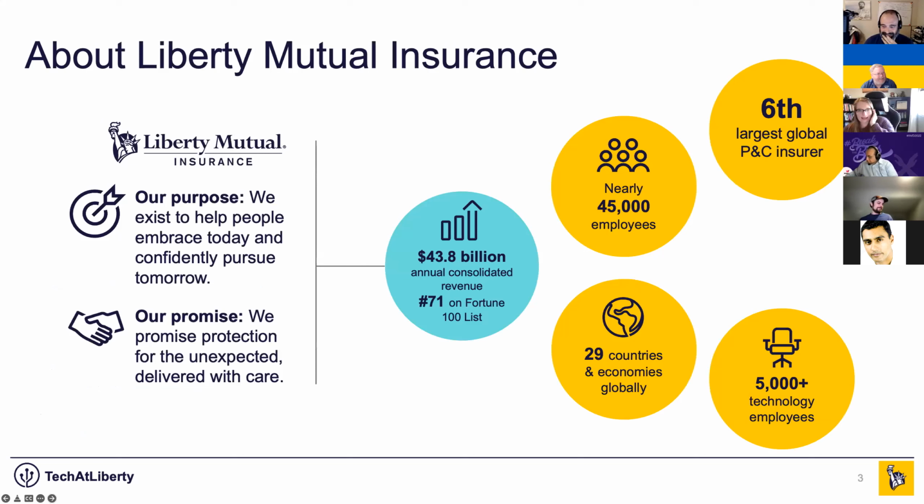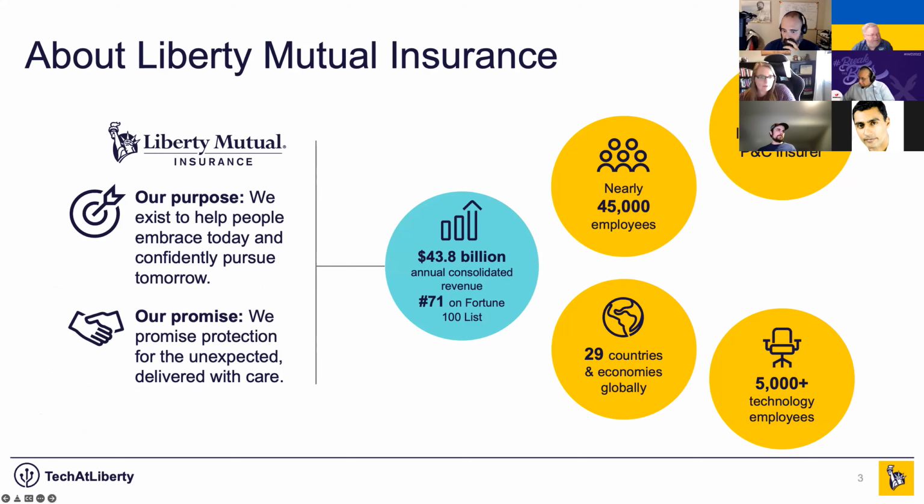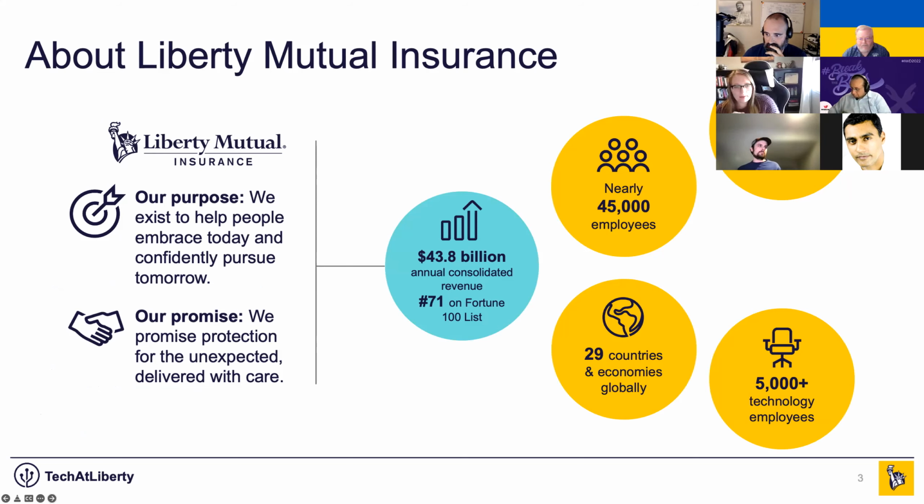So a little bit about us. We're an insurance company that exists to help people embrace today and confidently pursue tomorrow. And we do that by promising protection for the unexpected, delivered with care. We have about 45,000 employees across the globe, and about 5,000 of those are in technical roles. We're number 71 on the Fortune 100 list, and we're also the 6th largest global property and casualty insurer.